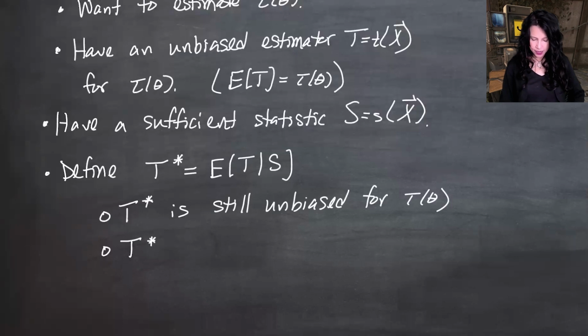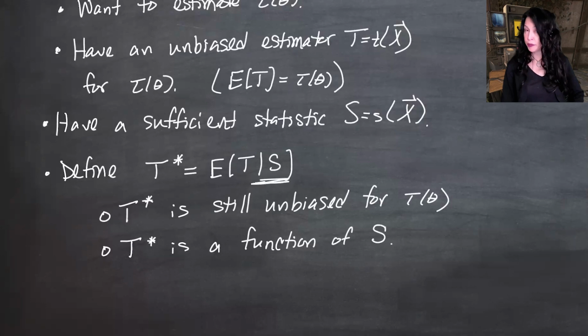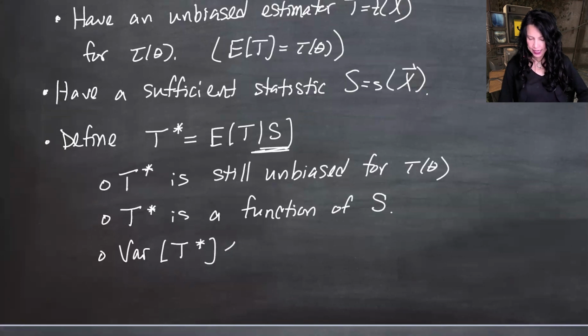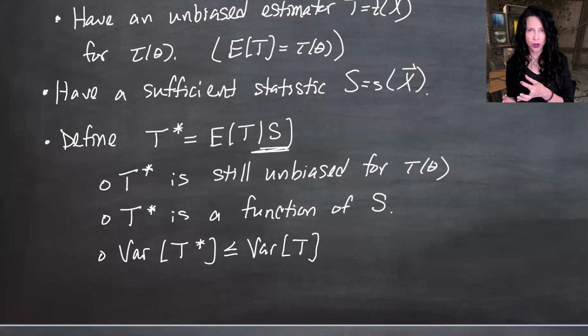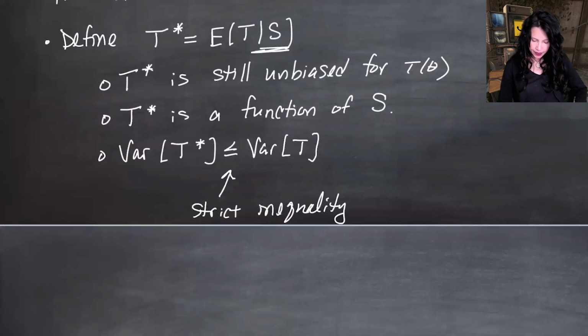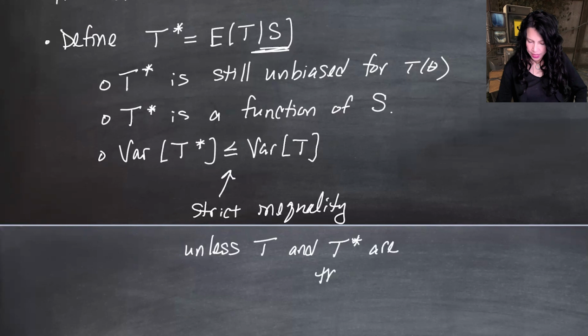More options. Also, T star is a function of S, and that's really easy to see just by definition of this expectation, and I'll tell you why you care about that in a moment. And this is another result. The variance of T star is less than or equal to the variance of T. So you start with an unbiased estimator, and you take a sufficient statistic and you Rao-Blackwellize your unbiased estimator, and you have another unbiased estimator with potentially smaller variance, certainly not worse. And it's actually strict inequality unless T and T star are the same. That's actually a with probability 1 statement.